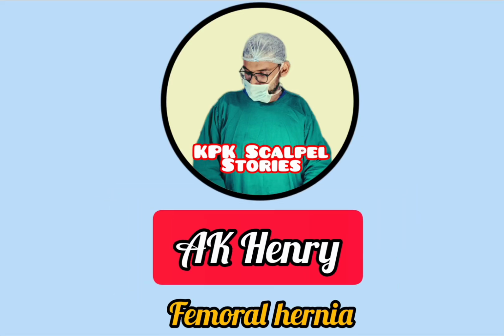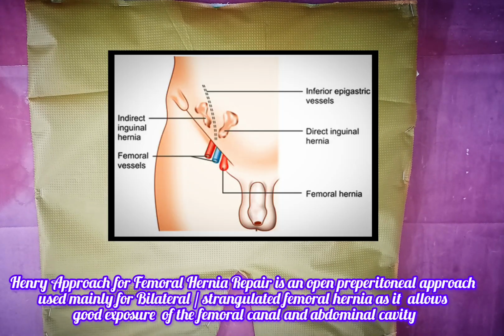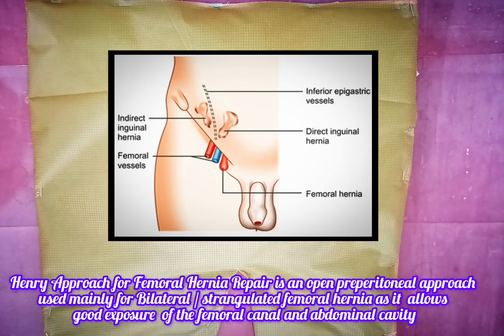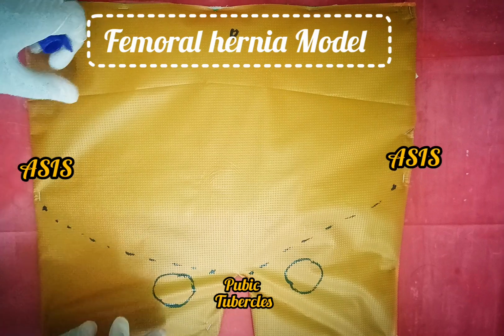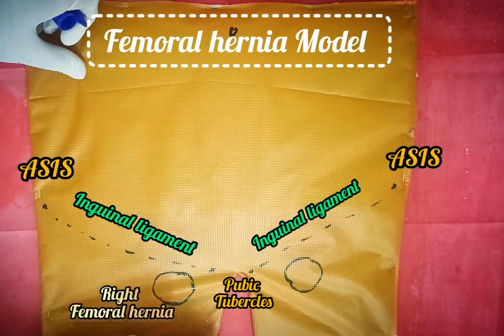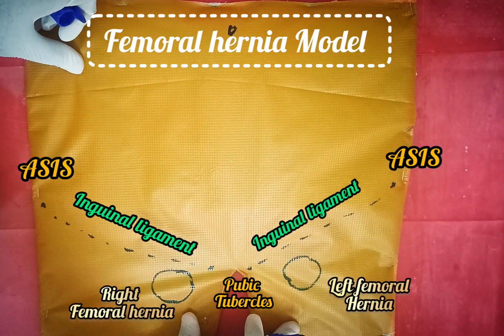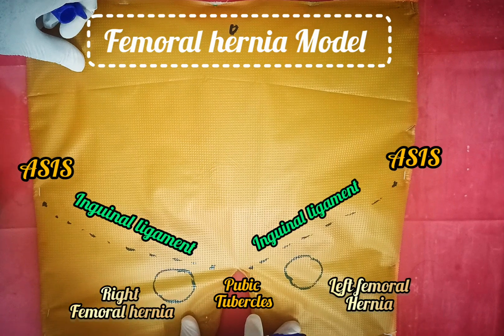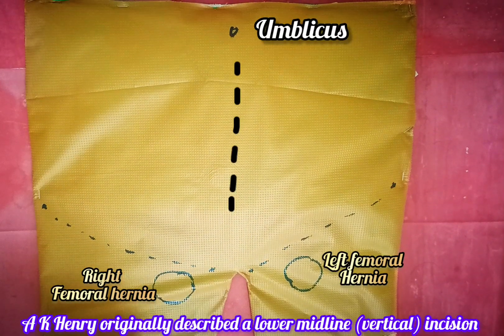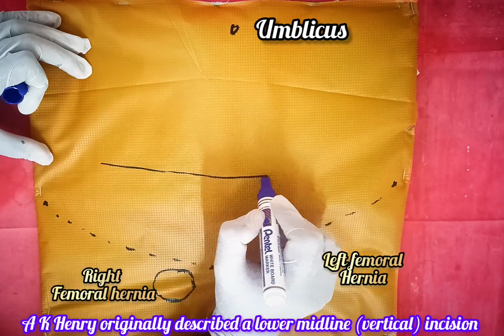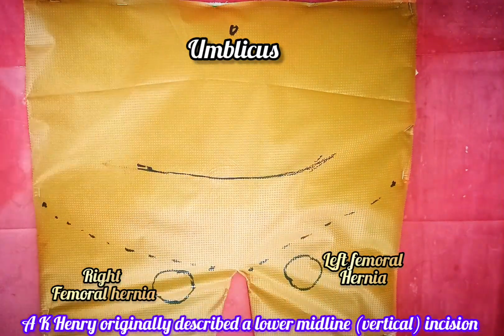A.K. Henry's approach of femoral hernia is an open preperitoneal approach used mainly for bilateral or strangulated femoral hernia, as it allows good exposure of femoral canal and abdominal cavity. Consider this as a bilateral femoral hernia model where swelling appears below the inguinal ligament lateral to pubic tubercle on both sides. A.K. Henry originally describes lower midline vertical incision mainly used for strangulated femoral hernia.